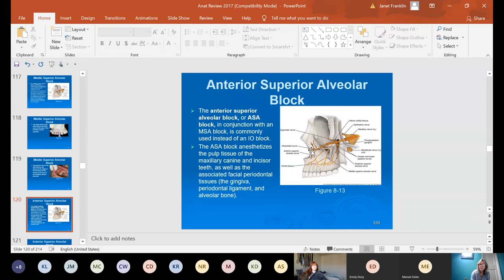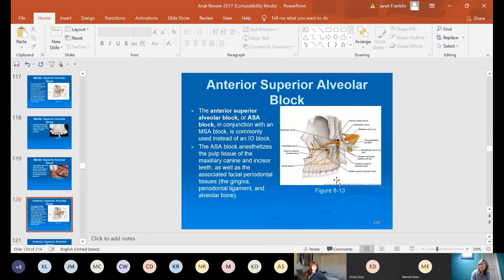And off that is going to also be the anterior superior alveolar. So as we get to this end right here, this is going to branch to the infraorbital and also the ASA. So the ASA is going to provide sensory, or feeling, to your anterior teeth, your incisors, your canines, the gingiva, the periodontal ligaments, and the alveolar bone in that area. Same thing with these. They're also going to provide the gingiva, the periodontal ligament, and the alveolar bone.